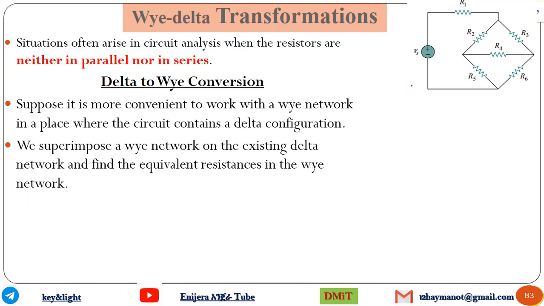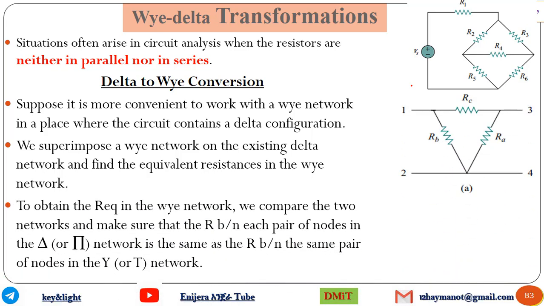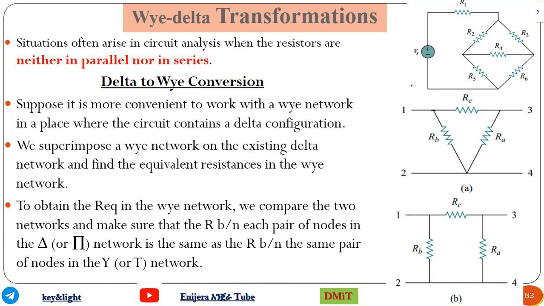Suppose it's more convenient to work with a Y network in a place where the circuit contains delta configuration. We superimpose a Y network on the existing delta network and find the equivalent resistance in the Y network. አንደኛውን Y network ሌላኛውን D network እያደረገን መስራት እንችላለን ማለት ነው። So to obtain the equivalent Y network, we compare the two networks and make sure that the equivalent resistance between each pair of nodes in delta network is the same as that of the resistance in pair in Y or T network.